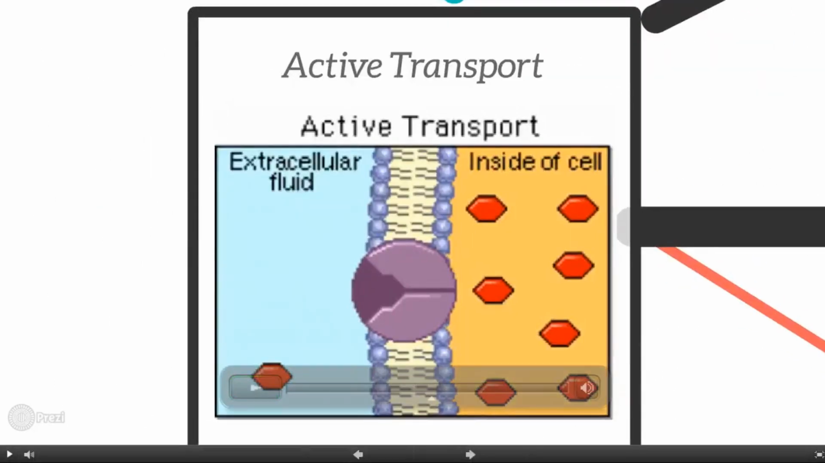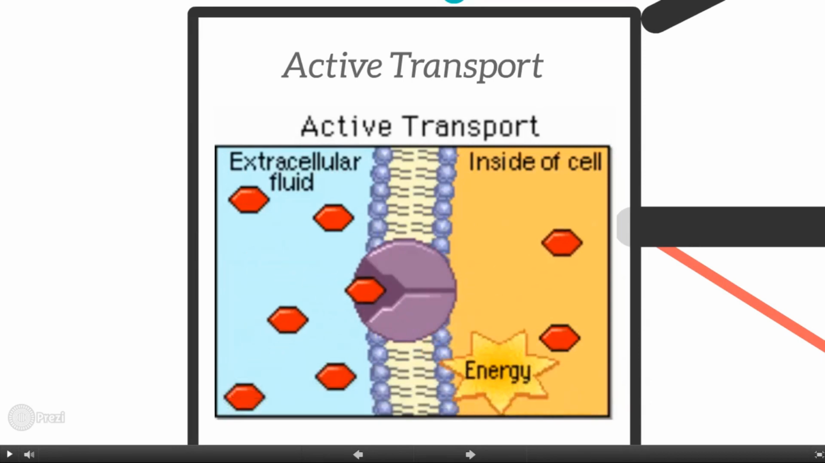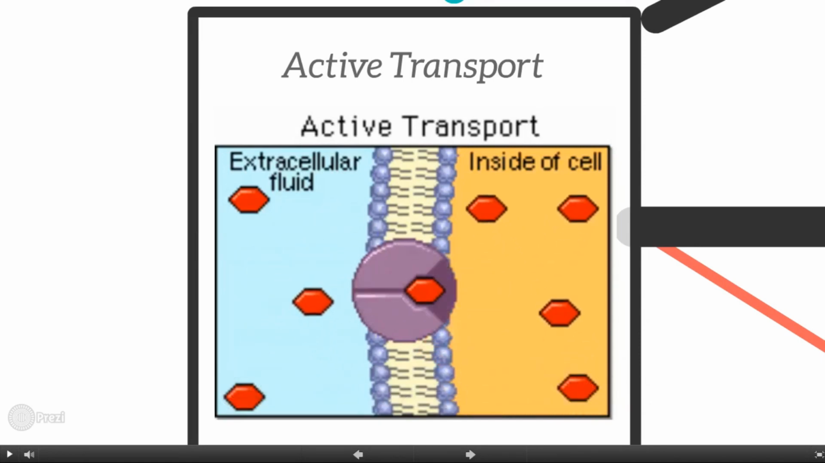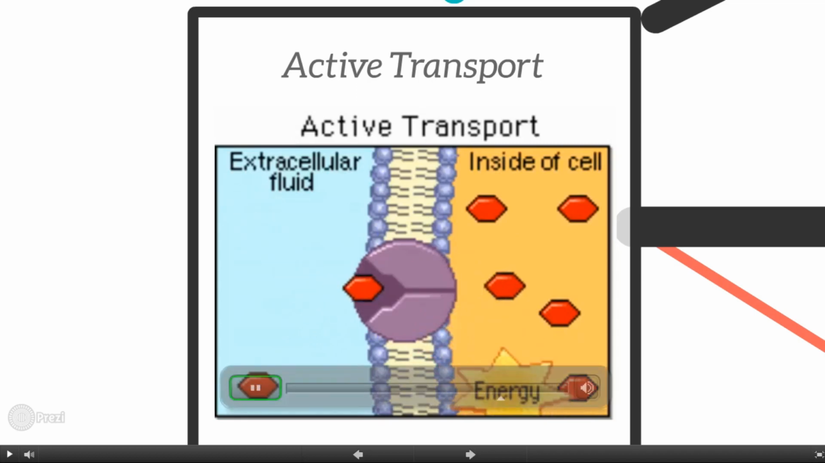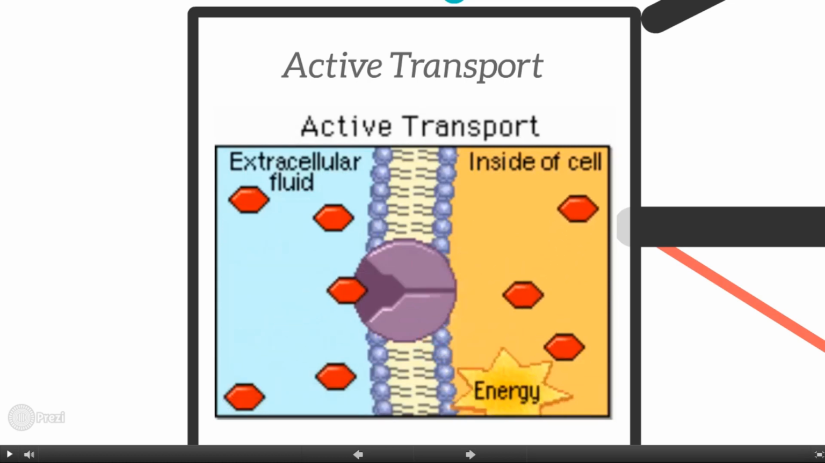Active transport. It is the net movement of molecules and ions across a membrane against a concentration gradient, from the region of lower concentration to the region of higher concentration. It needs a carrier, and it needs an additional source of energy.